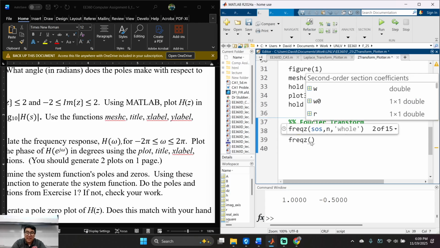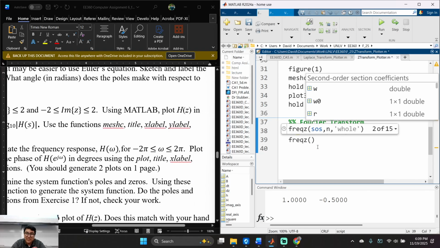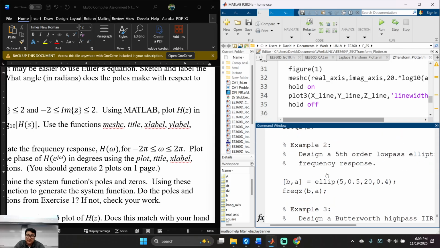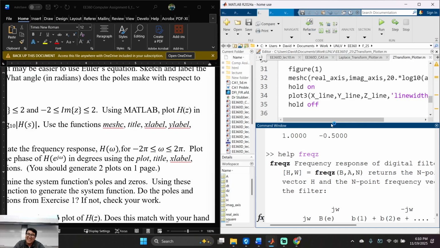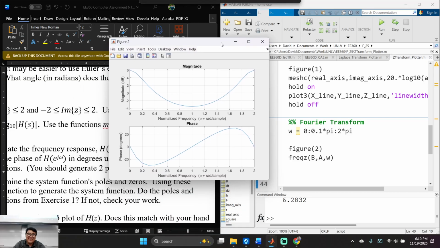Anyways, freqz. What is our system? What did I tell you guys to do? Calculate the frequency response. Help freqz. There you go. Okay, it's expecting B, A, and N. Okay, easy. B, A, omega. And then I think this needs to be figure 2. Yeah, there you go. You guys like that?